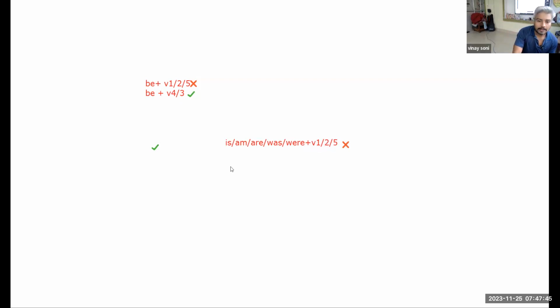I hope everybody benefited from this small trick. With be verb, only two forms are possible, V3 and V4. Let's talk about it. I am going. I am teaching. Hum padha rahe. Be verb hai na? Past mein bhi. I was going. I was teaching.